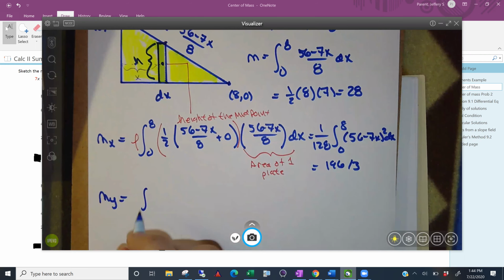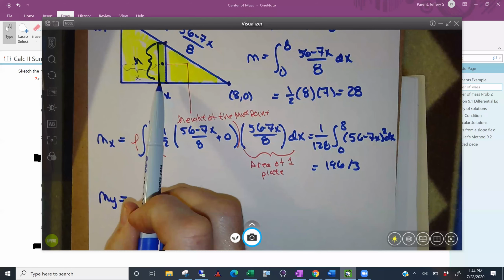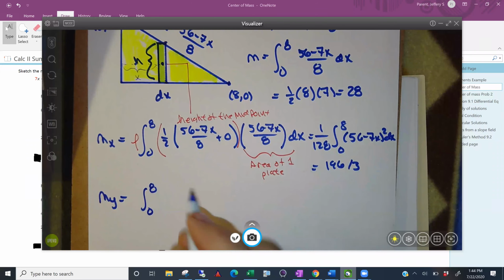So again, it's going to be an integral from 0 to 8. This time it's going to be the area of this, which we just calculated. So it's going to be (56 minus 7x) over 8 times dx. So again, it's the area of one plate.